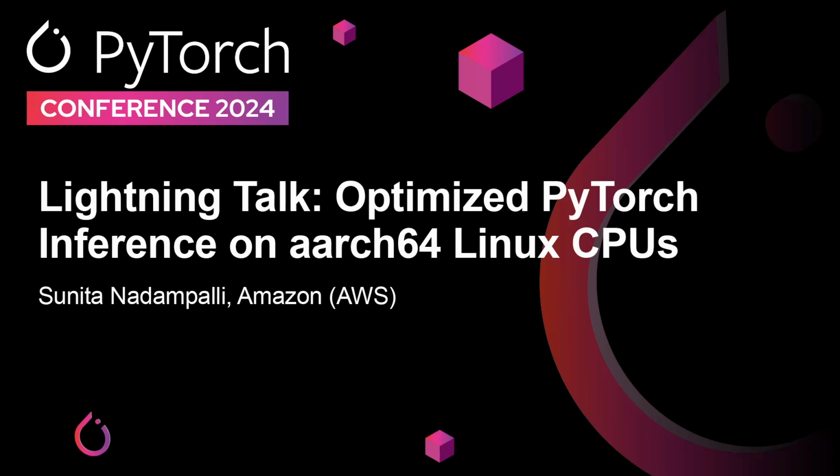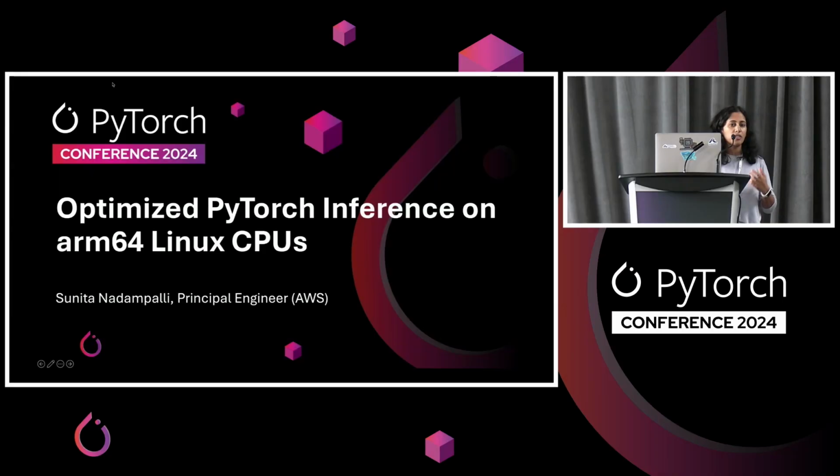I'm a principal engineer at AWS. In this session, you're going to learn how to get the best inference performance from AWS Graviton processors using PyTorch. By the way, Graviton processors are based on ARM64 architecture.